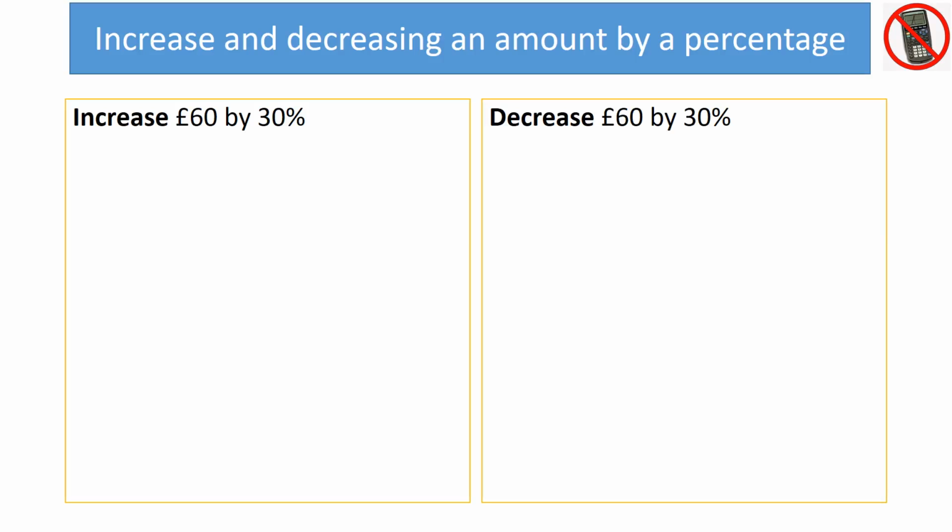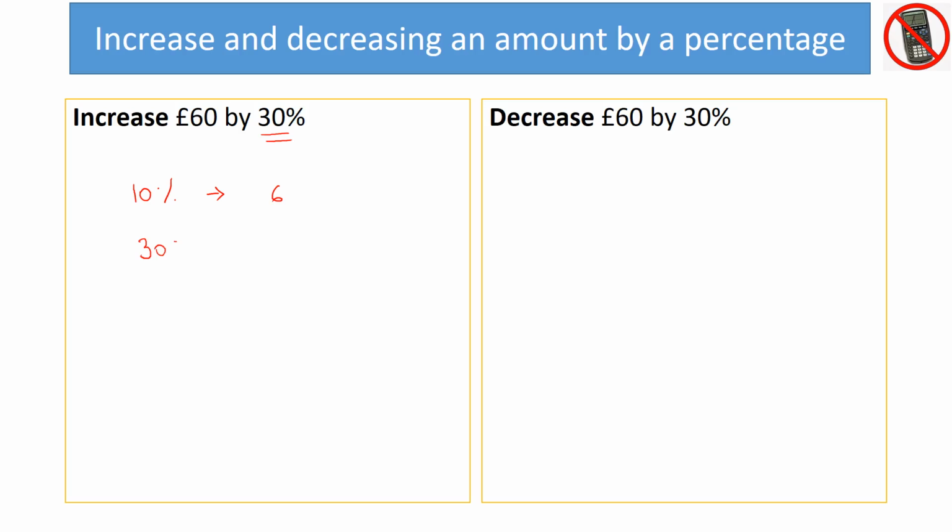In this video, we're going to look at how to increase and decrease an amount by a percentage without a calculator. So to increase £60 by 30%, I need to work out what 30% of 60 is. So I'm going to start by working out what 10% is. Okay, so 10% of 60 is 6, because to work out 10% of any number, I simply divide it by 10. Okay, and 60 divided by 10 is 6.